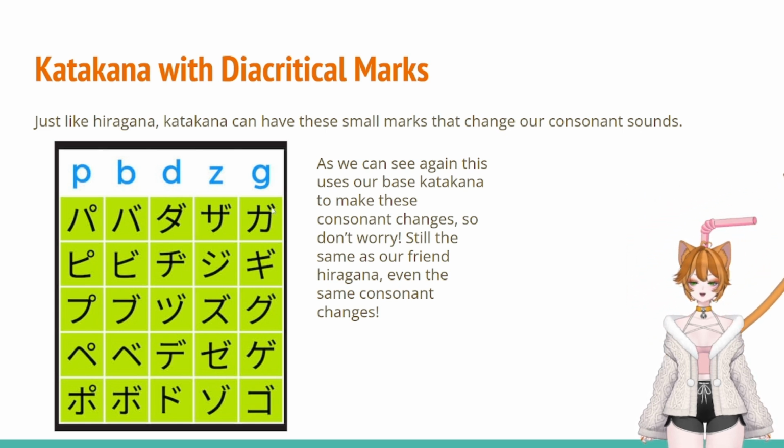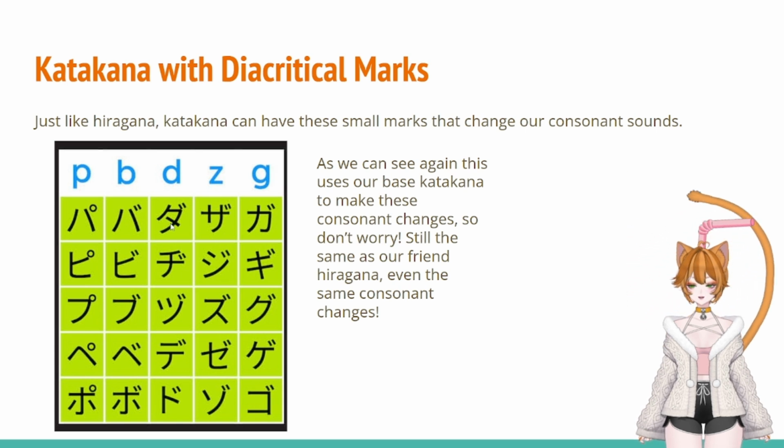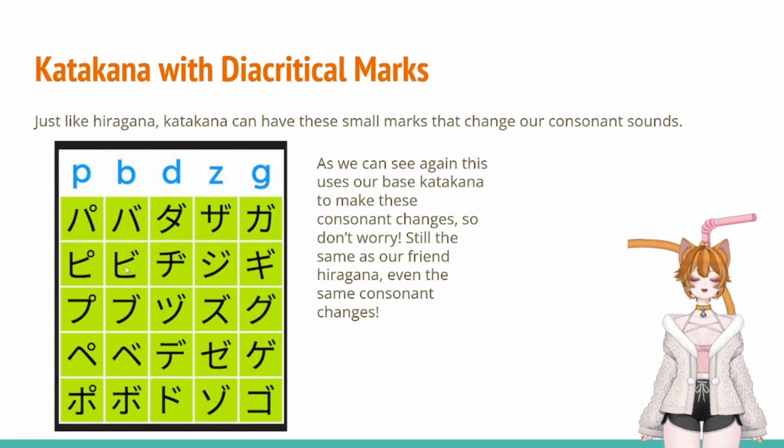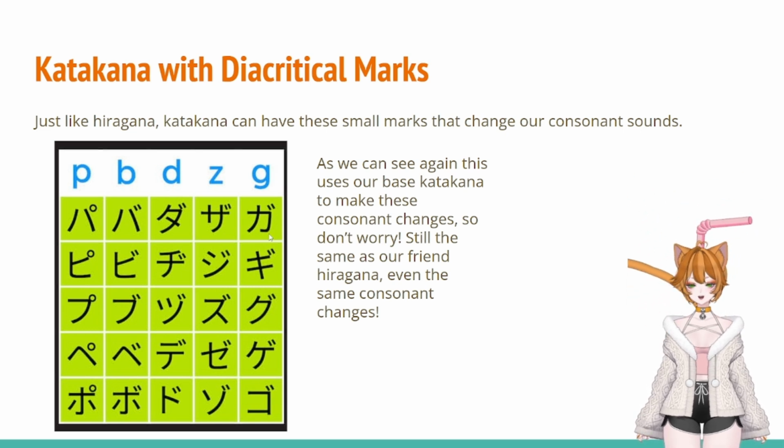So this is going to be our K's. Ka, ki, ku, ke, ko, sa, shi, su, se, so, ta, chi, tsu, te, to, ha, hi, fu, he, ho. It's the same as our hiragana diacritical marks, so no real changes here. They're just written in katakana versus being written in hiragana.